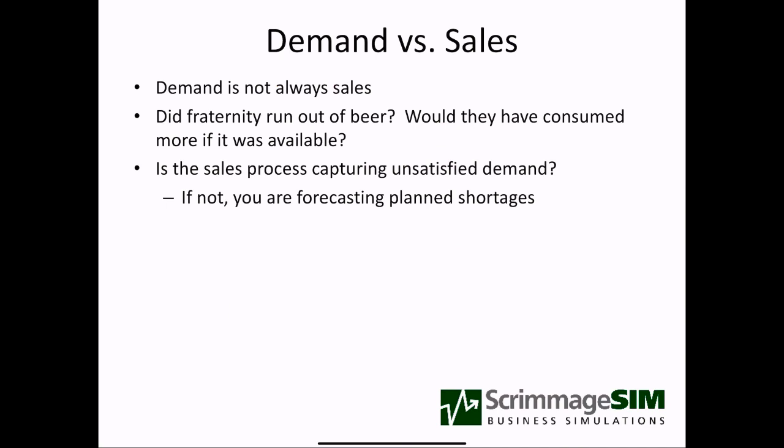Your sales process and your information system, your enterprise system may be capturing sales, but it may not capture unsatisfied demand. If a customer calls up, your product's not in stock, they decide not to order, that may not be captured. Also, you may have demand coming in the month of March, but you can't ship it until April. So your information system will record that as sales in April when actually the demand was in March.